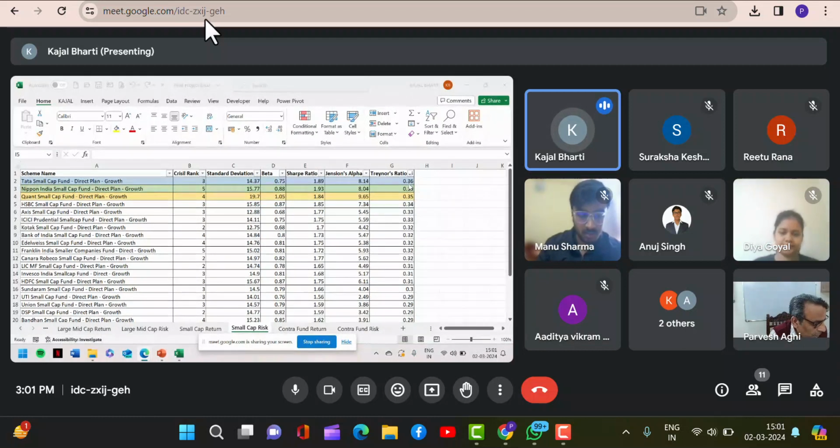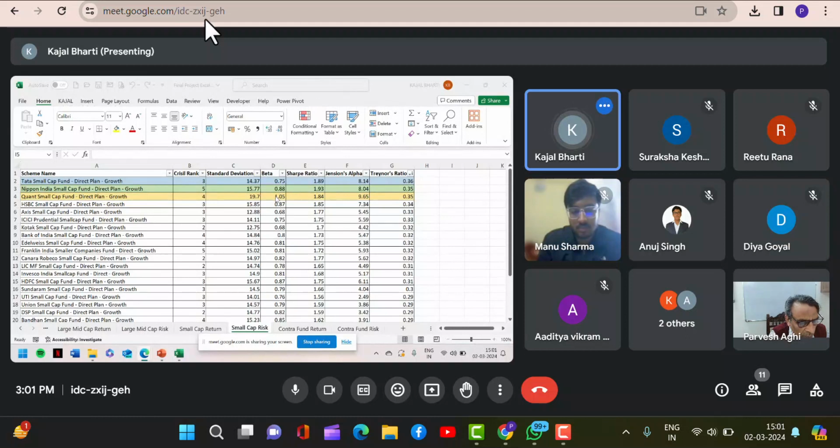Whereas in the Jensen Alpha, Quant has the highest with 9.65. At the same time, when we look at the Sharpe ratio, it is Nippon which has the highest. But then we also have to look at the beta, which is 1.05 for Quant. Although it is giving a higher Jensen Alpha, it is also a lot riskier as compared to Nippon and Tata. Therefore, we rank Tata first, then Nippon, and then Quant.